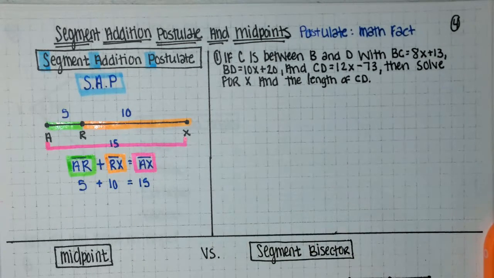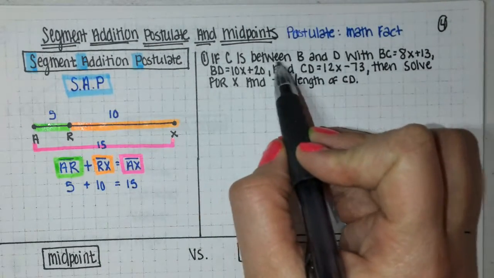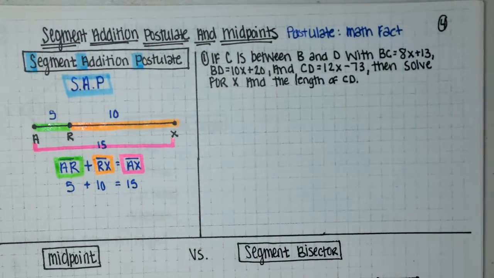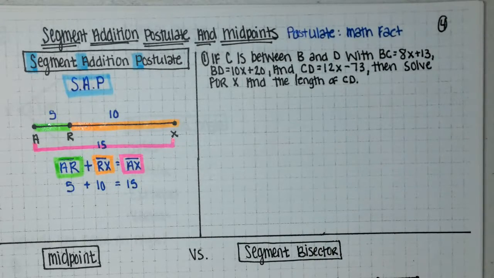So we're going to do one problem together. Okay, down here it says if C is between B and D with BC equaling 8x plus 13, BD equaling 10x plus 20, and CD equaling 12x minus 73, then solve for x and the length of CD.